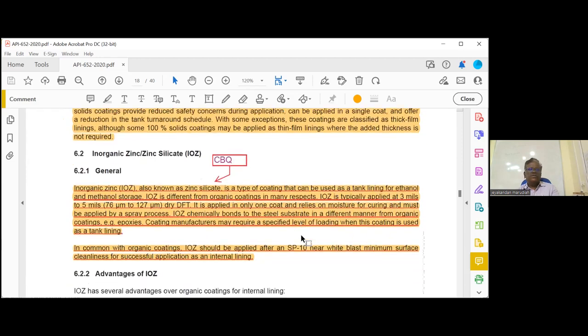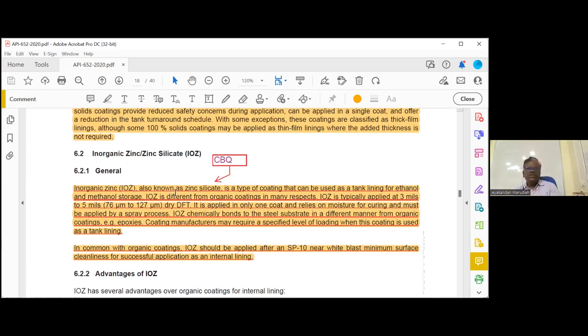Then inorganic zinc and zinc silicate. It is a separate one. It is a separate lining, not thin film or thick film lining. It is sprayed, like spray painting, and we generally use it in ethanol storage tanks. Only ethanol and methanol storage tanks. We will not use organic linings; we will use an inorganic zinc silicate lining. This section is added only in the latest revision. If you see the previous 650 revision, this is not covered, so it may be asked in the exam.